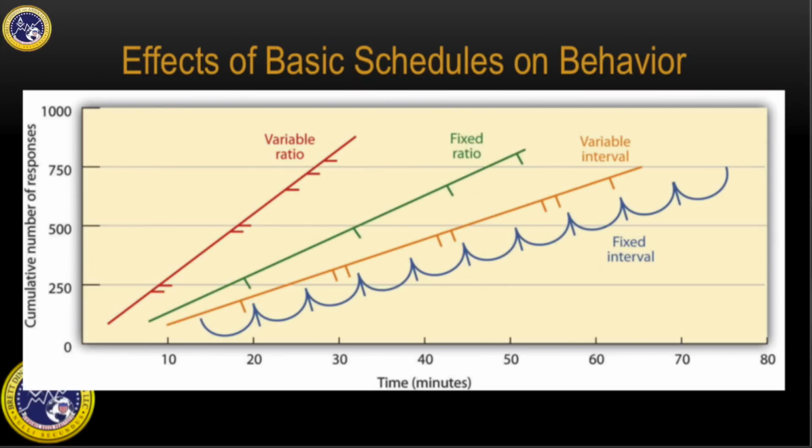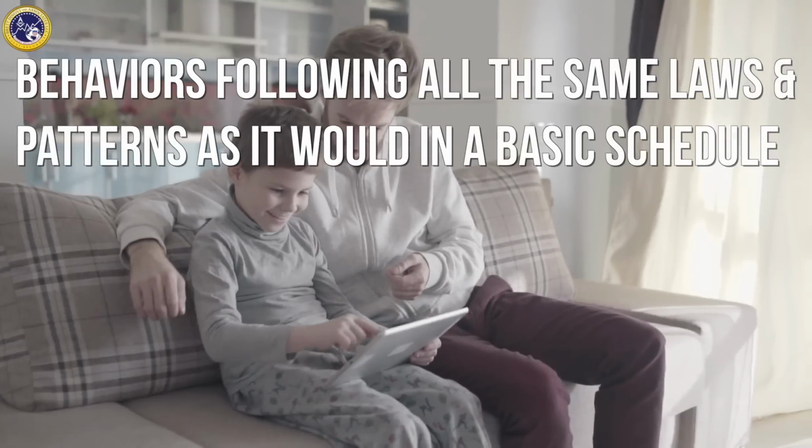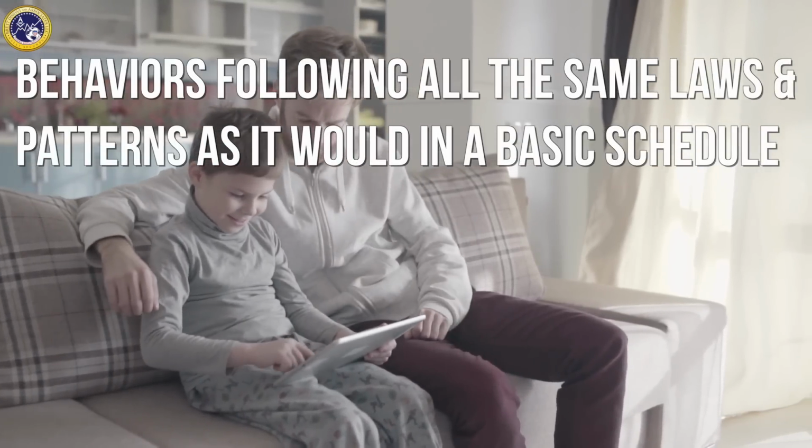So in this study, they found that the response rate was higher when there were lower ratios, longer intervals, and in variable rather than fixed schedules of reinforcement, which is the same thing you would see in a basic schedule of reinforcement. One difference that they noted is that the scallop effect and the post-reinforcement pause that you see in basic schedules aren't as predictable in a multiple schedule. Otherwise, behavior is following all the same laws and patterns as it would in a basic schedule as it does in a multiple schedule. A real-life example of a multiple schedule might be something like this.